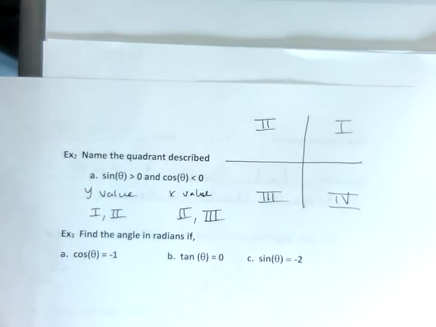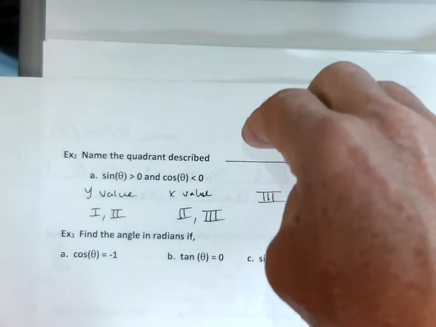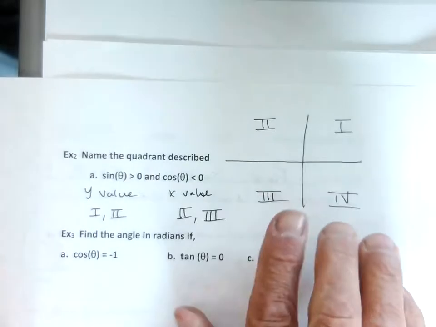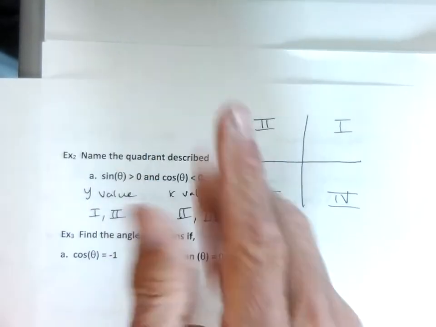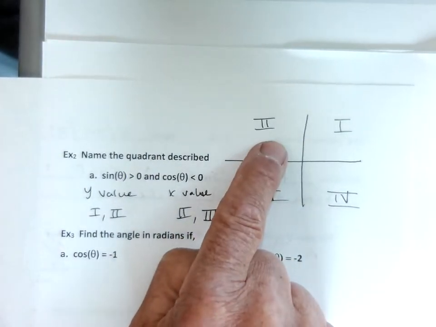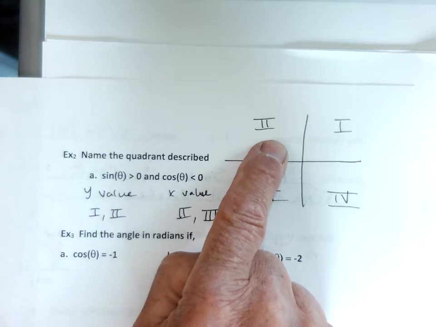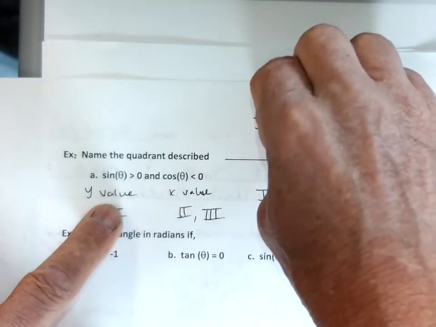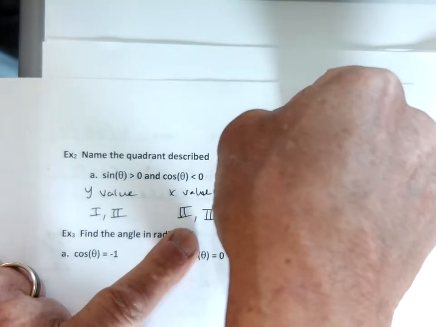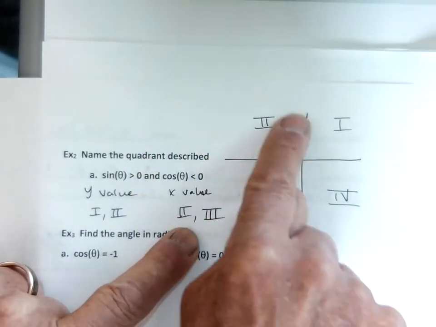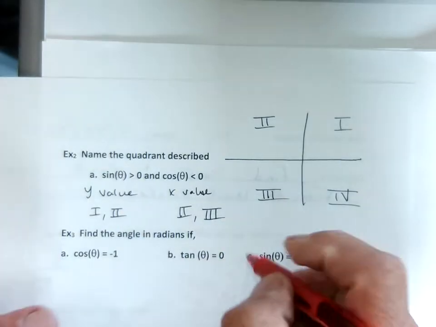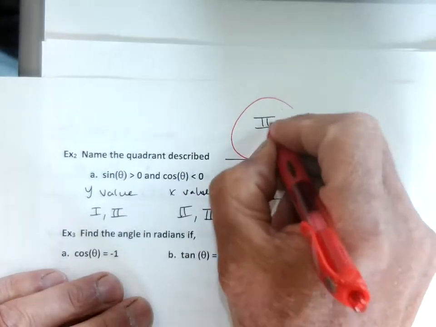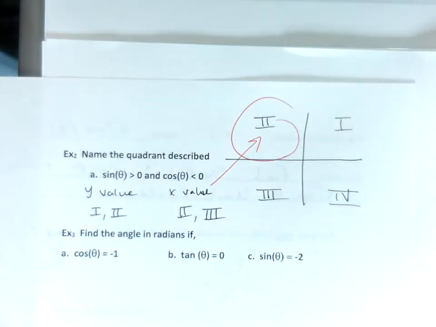So we have an angle that has to be up in these two quadrants and back, so it narrows it. It has to be in quadrant 2. Want me to do that again? Okay. If the y value is positive, it's quadrants 1 or 2. If the x value is negative, it's in quadrants 2 and 3, which means it has to be in quadrant 2. So my answer has got to be in quadrant 2. Okay.